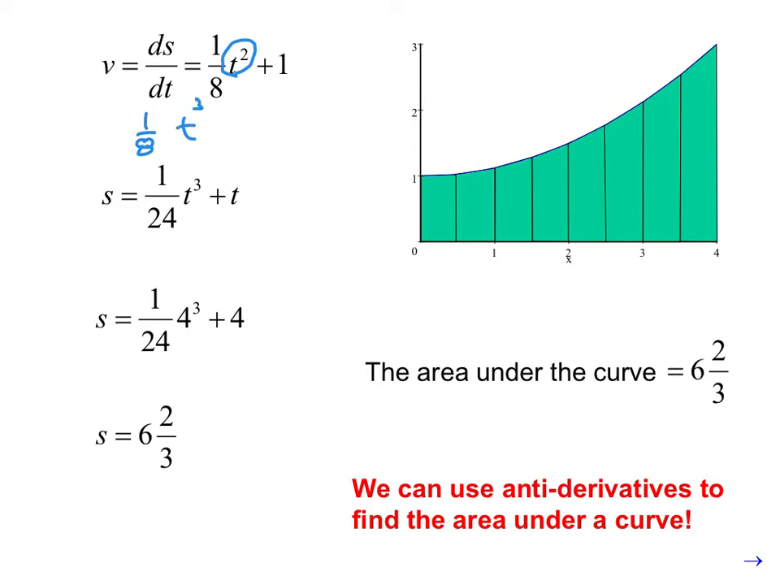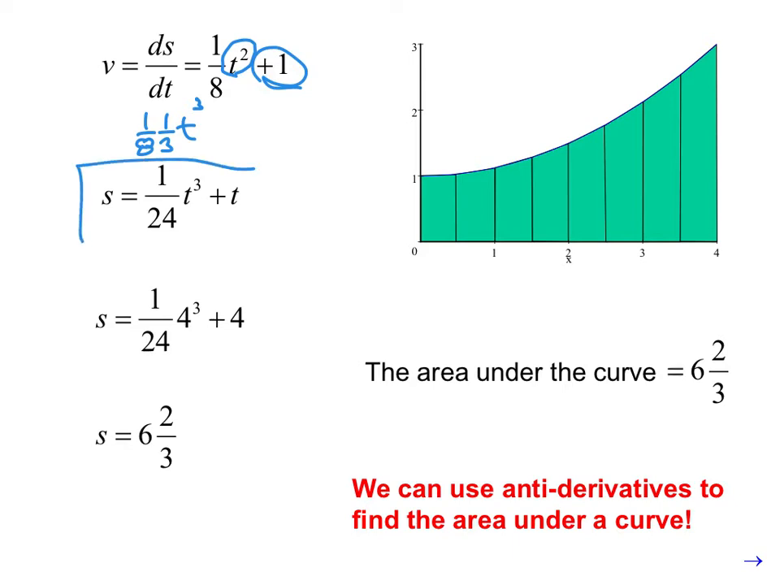Well, I know it's going to have to go up to t cubed, but I'm going to need a 1/3 there, because if I differentiate it, I need those 3's to cancel out. That's where my 1/24 t cubed is coming from. Antiderivative of 1 obviously just becomes t. Again, we could do a plus c, but we'll assume that at time 0 the position is 0.